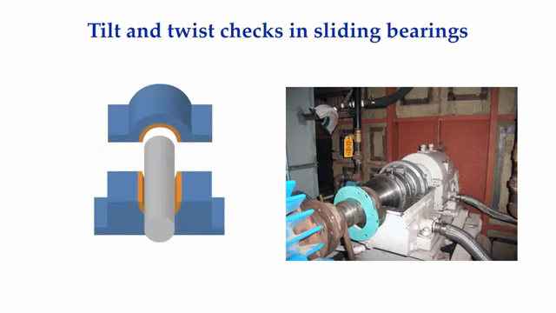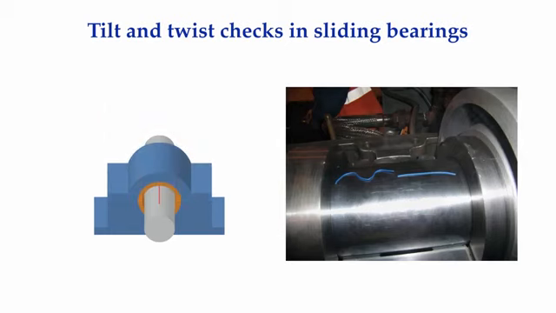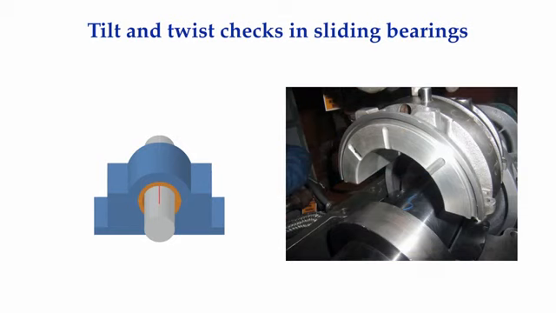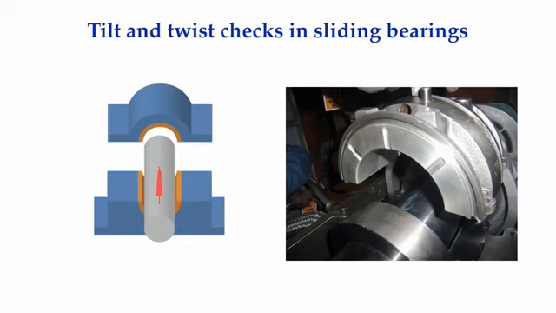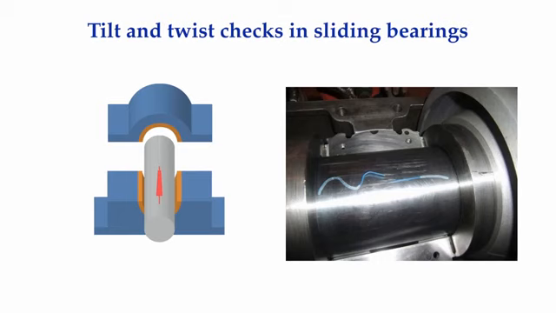To measure a tilt condition, remove the upper half of the bearing. Install the appropriate type of Plastigauge on top of the shaft and ensure the Plastigauge is long enough to span the full width of the bearing. Carefully place the upper bearing half back onto the lower half and tighten the bolts. Loosen and remove the bolts and remove the upper bearing half.